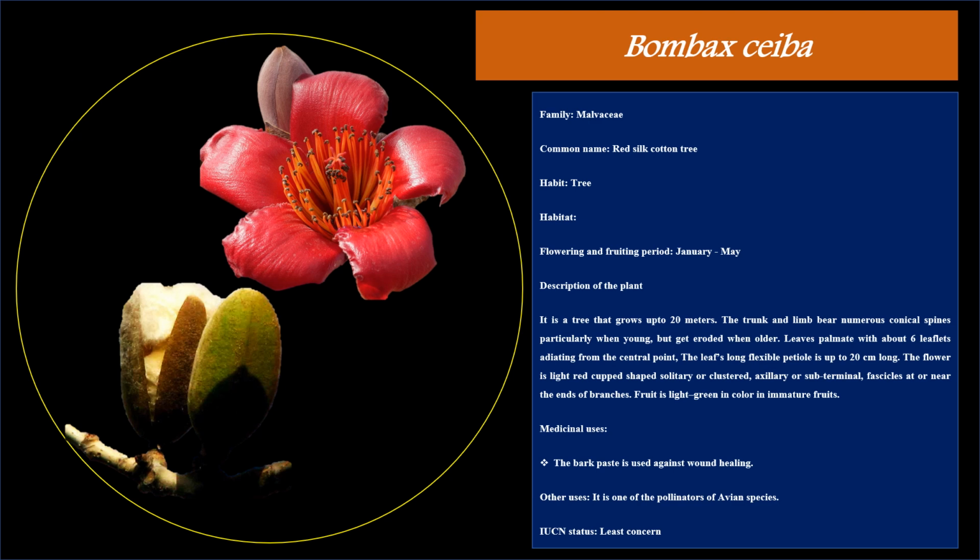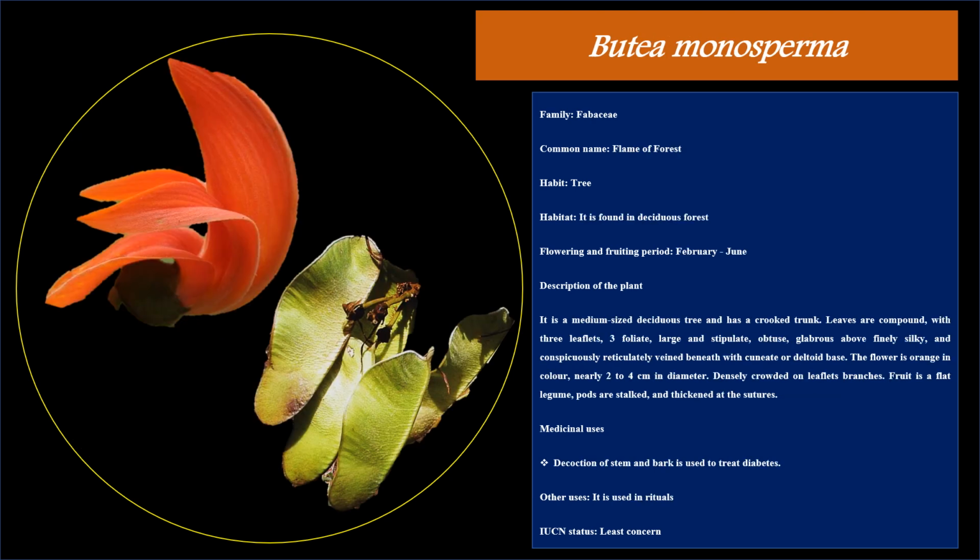Then apart from medicinal uses, it has some other uses, like it is one of the pollinators for many avian species or many insects or many bees. So it is one of the beneficial plants for all the ecosystem, that is used by other species also, and its IUCN status is least concern.